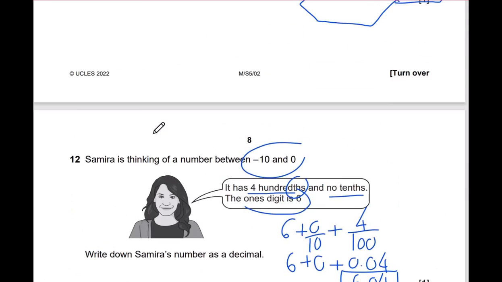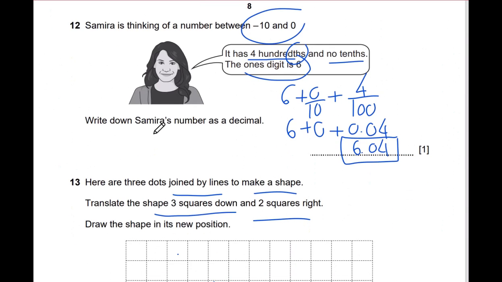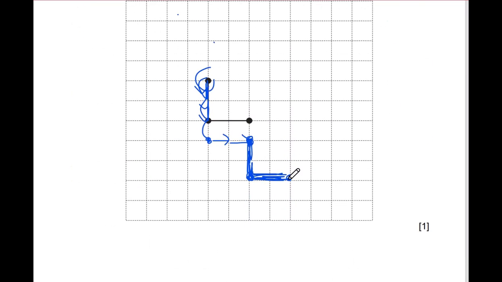Now let's check back our answer. From question 11, question 12, I see that there's a mistake here. This is negative 10, so we have to put a negative in here to make the rule correct. So negative 6.04 is between negative 10 and 0. And the units digit is 6, and the hundredths digit is 4, so it's still correct. Sorry, guys. All right, this one should be okay.